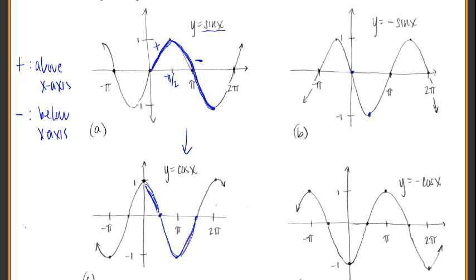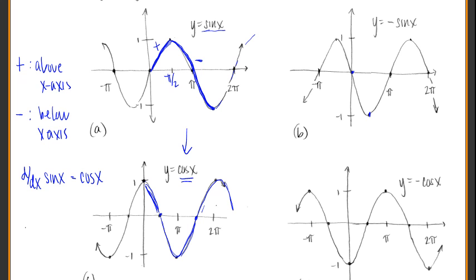From 3 pi over 2 all the way up past 2 pi, it's always increasing, and look, it's always going to be above the x-axis. So there you go. That's the first way to find the derivative of the sine graph. The derivative of sine is then just regular cosine.